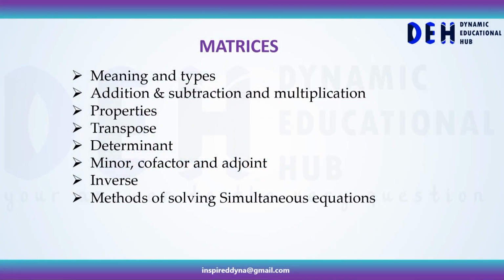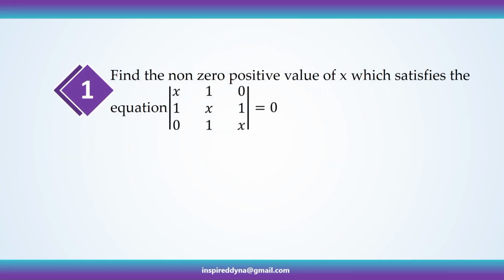All right, without further ado, let's solve the first question. This is the first question, which is: find the non-zero positive value of x which satisfies the equation. We have the matrix with rows x 1 0, 1 x 1, 0 1 x. How do we solve this? It's very simple. Everything here is equal to 0.